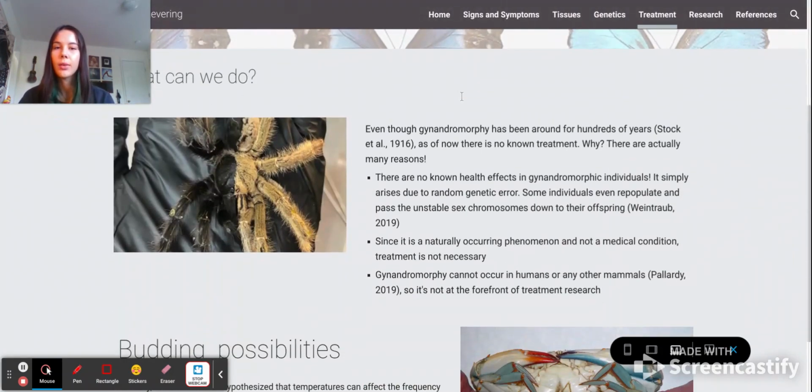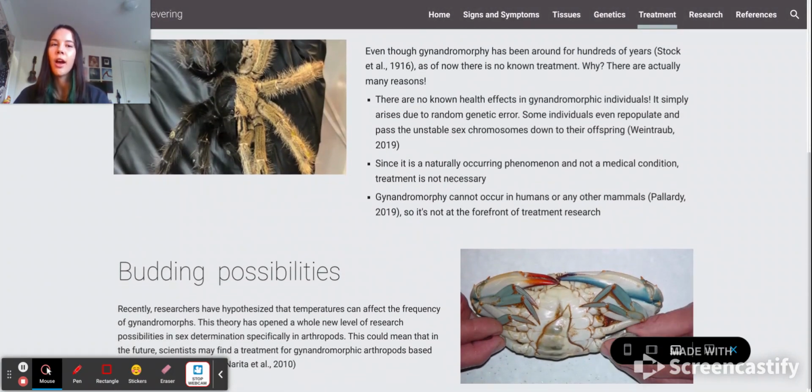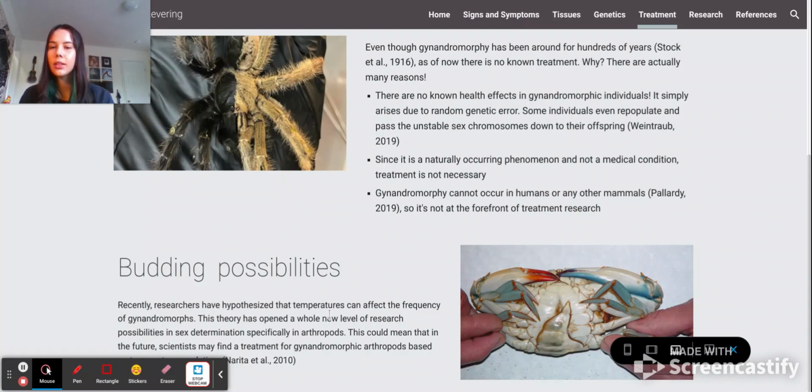On my treatment page, I thought it was important to add that it's not typically treatable because it's not found in humans or mammals, so it's not at the forefront of research for treatment, and also the fact that it has no known health effects, so it typically doesn't need to be treated. I think the only effect it would have is if a moth were gynandromorphic and it affected its ability to blend in, but that's not really affecting the individual's health per se. I did touch on some budding possibilities with that temperature study and environmental factors, but other than that, not too much to be done with treatment.